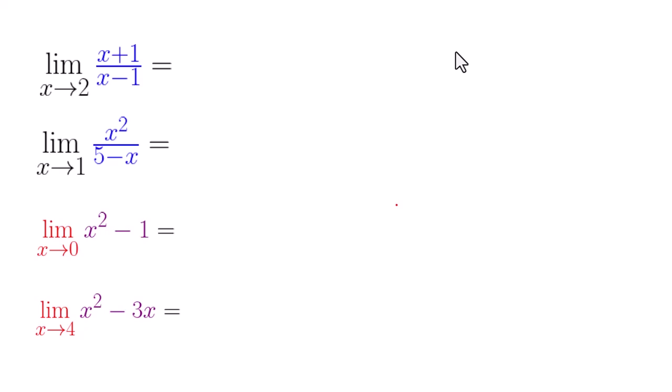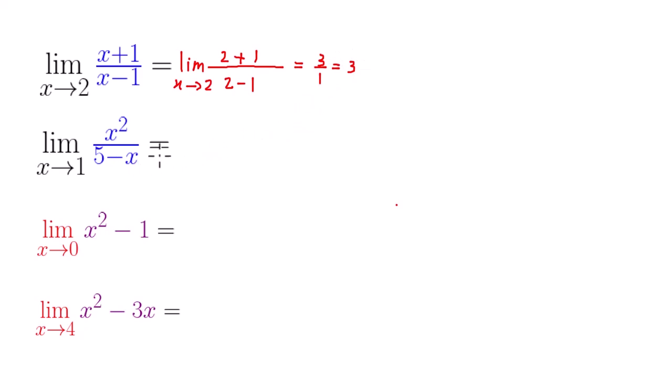The first one is about the limit of x plus 1 over x minus 1 as x approaches 2. How to solve it? We need to plug 2 into this expression. So we have 2 plus 1 over 2 minus 1. We have 3 over 1, which is 3. And we're going to get 3.